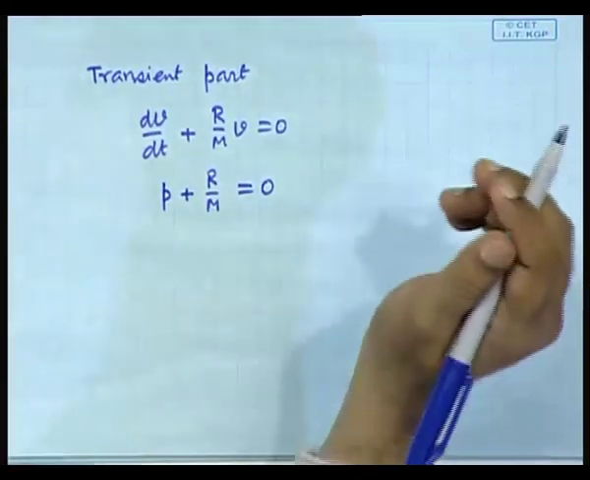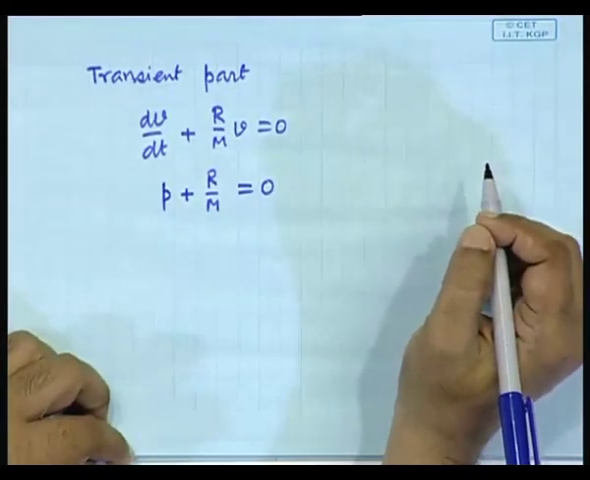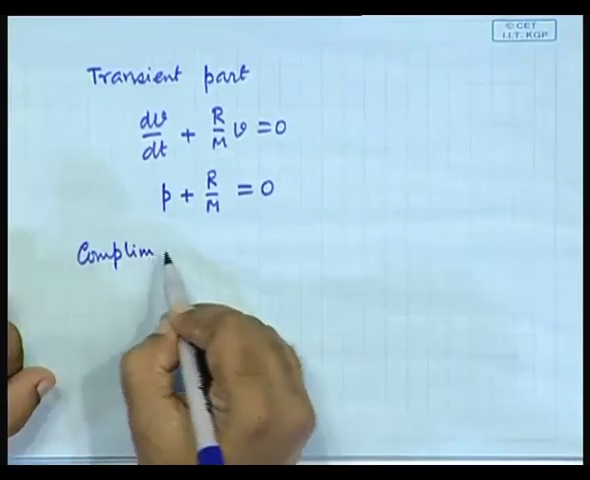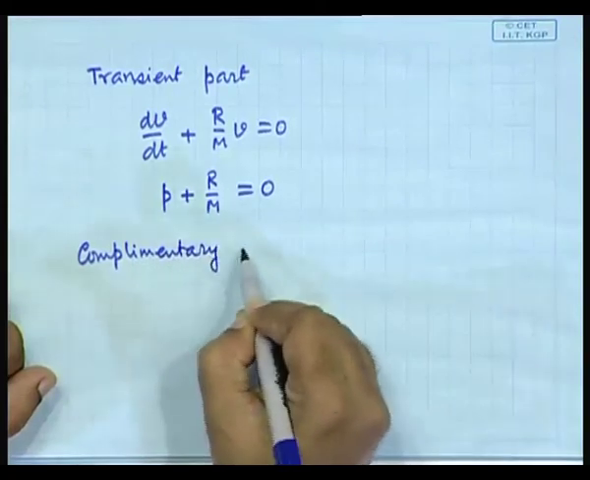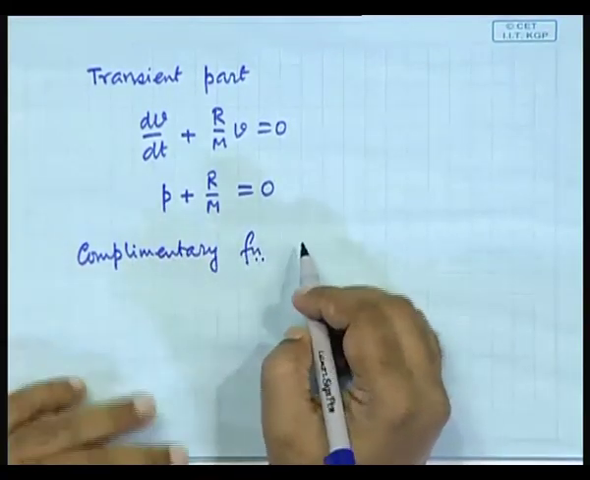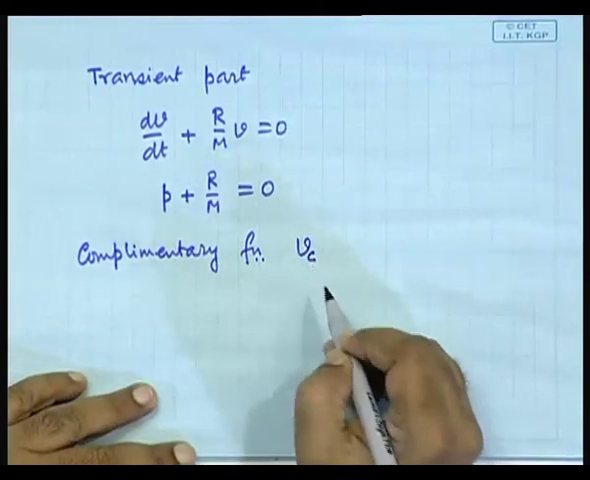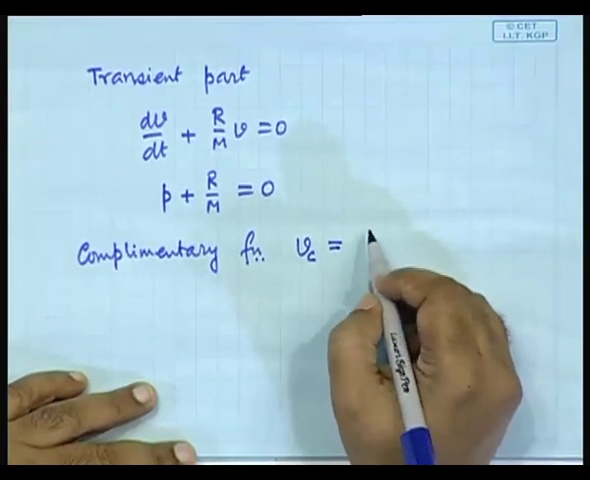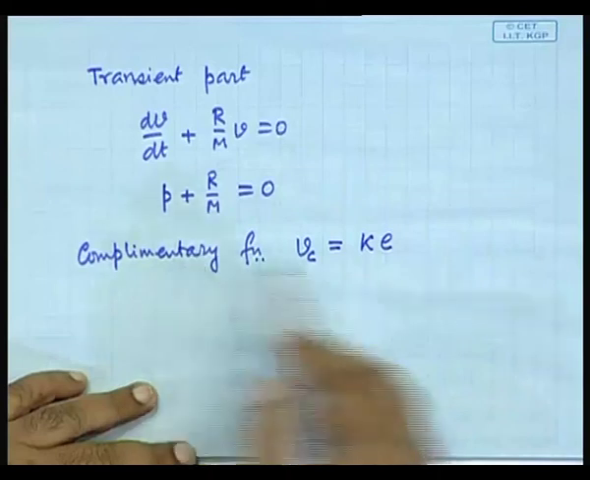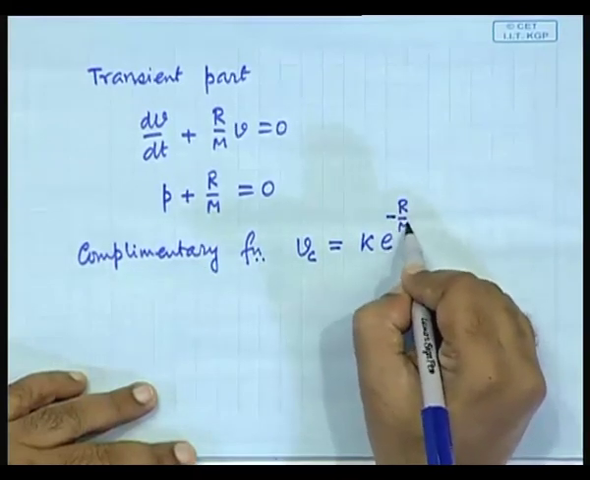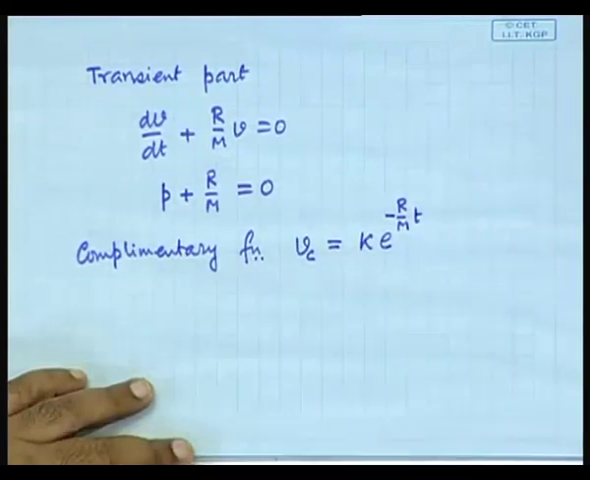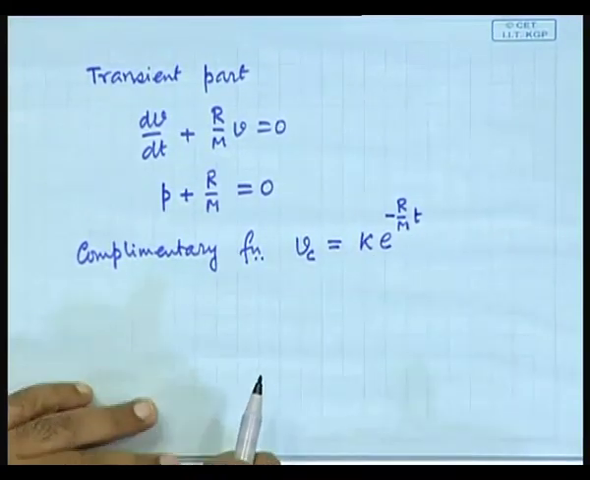So, you have the complementary function, e to the power minus r by m times t, right. V c is some constant k times e to the power minus r by m t, right. So, we now have the task of finding k. How would you find k?